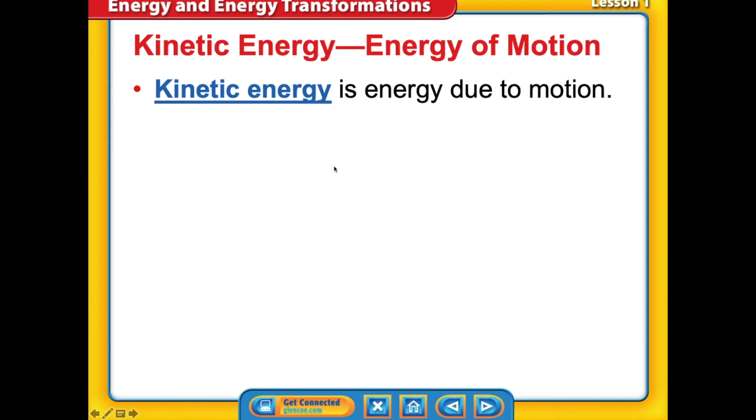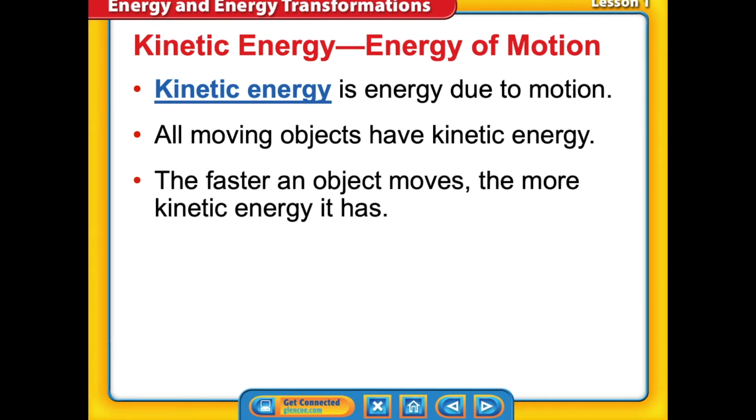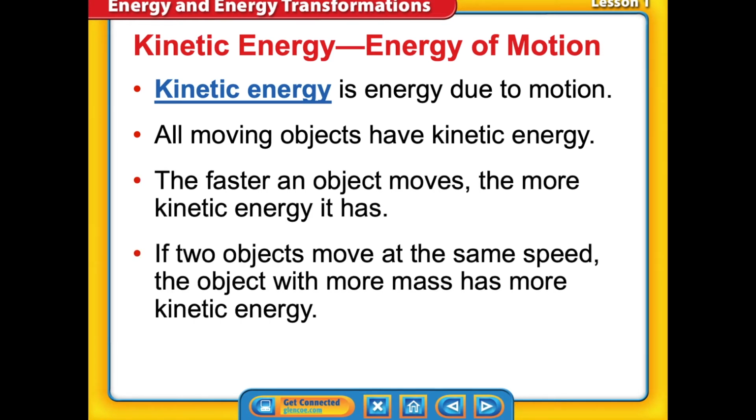Kinetic energy depends on two things. And those two things are speed and mass. Speed and mass. So let's look at our notes on this slide. Kinetic energy is the energy due to motion, and all moving objects have kinetic energy. There's another key fact. The faster an object moves, the more kinetic energy it has. And then the last key fact, if two objects move at the same speed, the object with the more mass has the more kinetic energy.